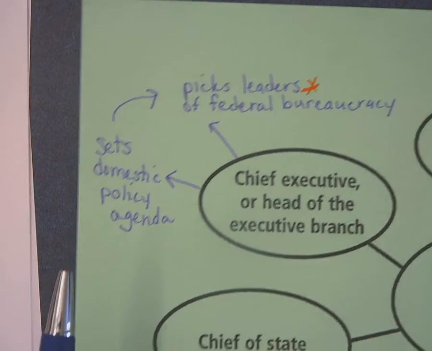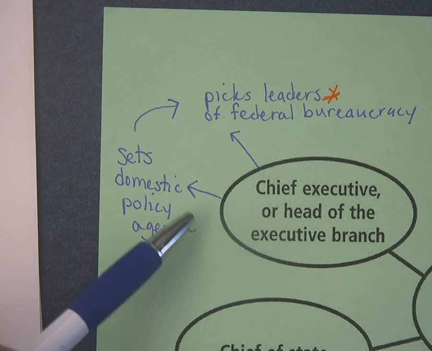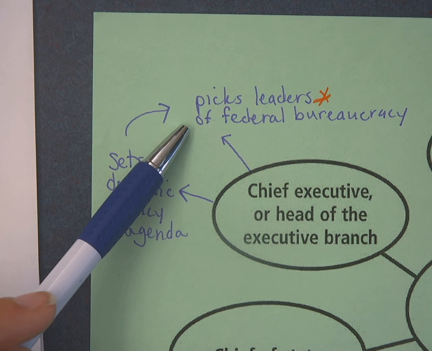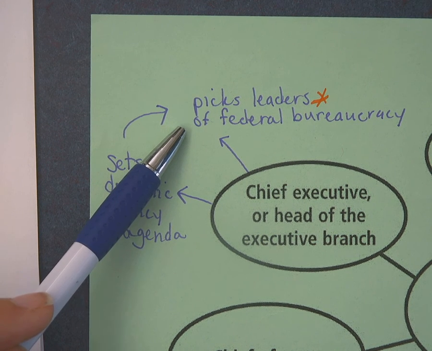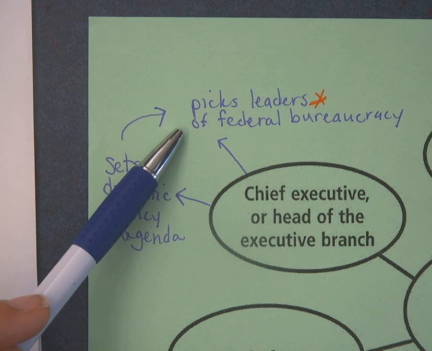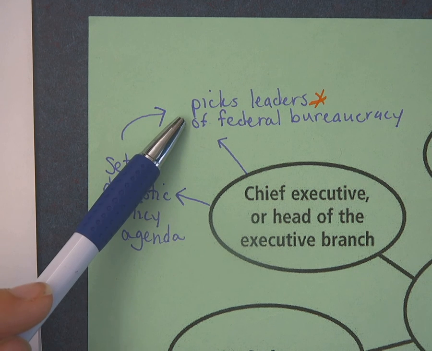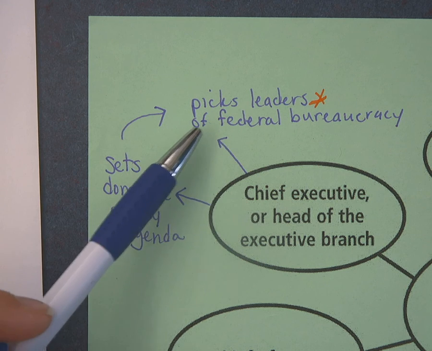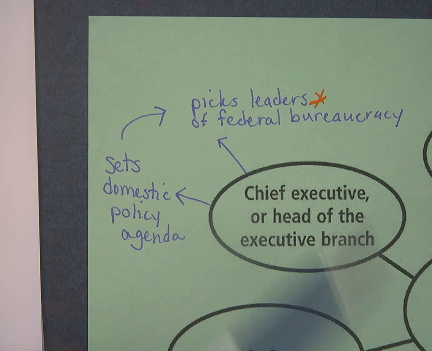If we go up here, he is the head of the executive branch. We covered this with bureaucracy. He picks the leaders of the federal bureaucracy, which were those departments, some agencies, and the U.S. Postal Service. So he picks them. Senate has to confirm them. Any leaders chosen in these positions per the Constitution are to be confirmed by the Senate. Hence the star, it's in the Constitution.